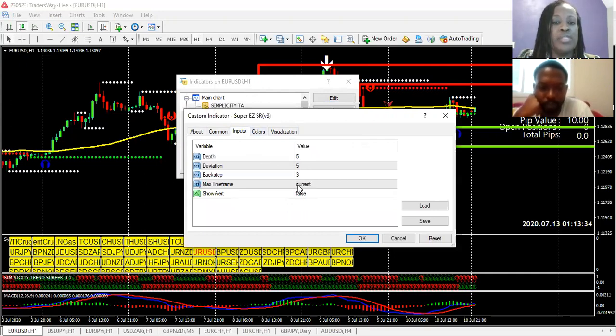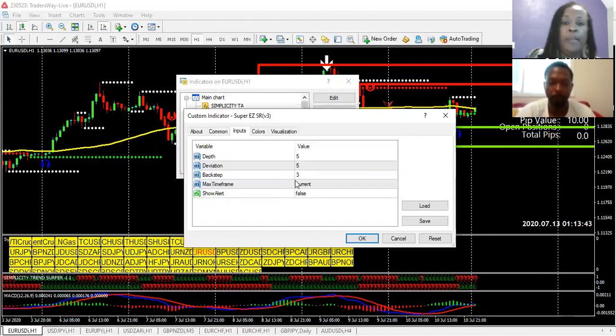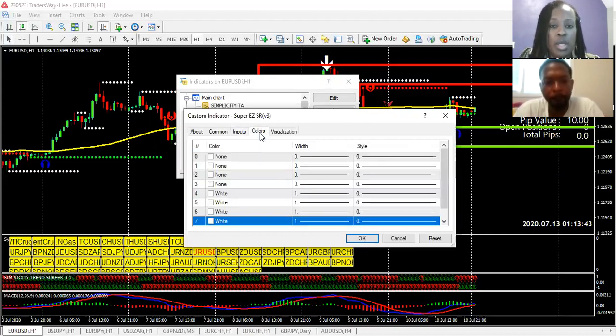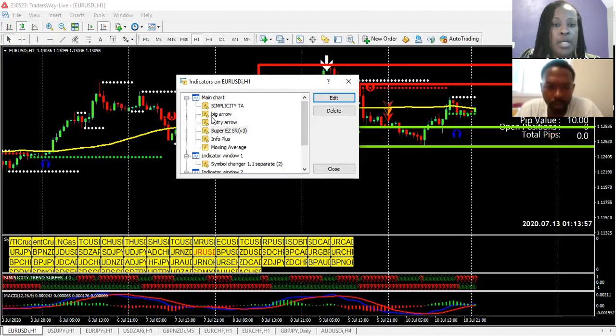And then the reason we set it to current is because if you go to any other time frame, it will adjust to that time frame. And then you go to colors. And colors from number 4 all the way down to 7, you want to make it white, right? And then hit OK. And we'll be good to go.